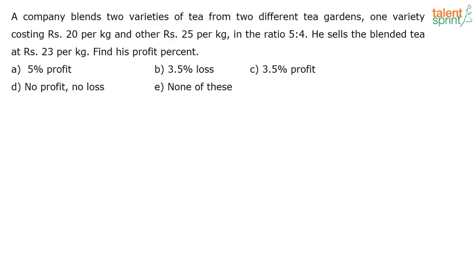Correct, Neeraj? So actually we should be cutting out these options, right? 3.5 loss. Find his profit percentage means tell us what his profit is. Very easy question. A lot of you have given me the correct answers also. 3.5% profit is the correct answer.